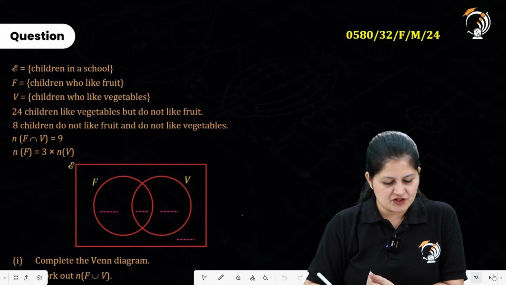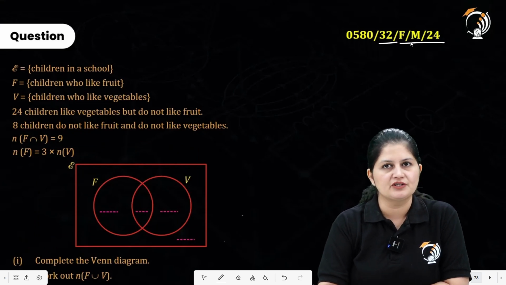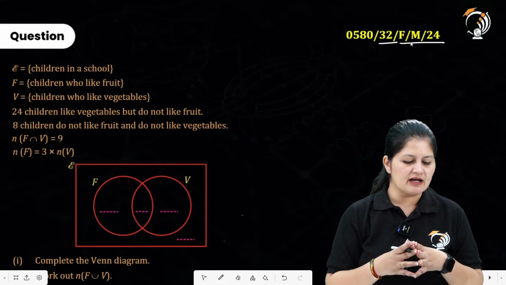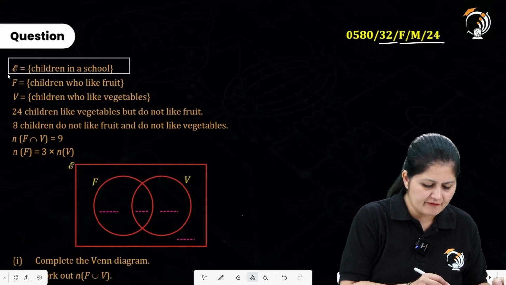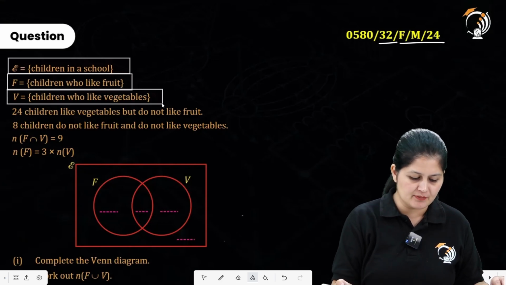Moving to the next question here, which is from the paper of February-March 24 from variant 3-2. Let's read and understand what the question says. So here we are provided with E, which shows the children in a school, F, which gives the children who like fruit, and V, which gives the children who like vegetables.